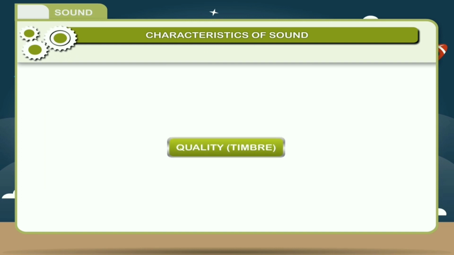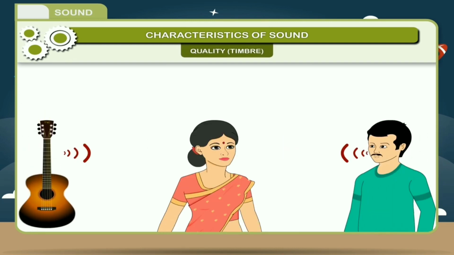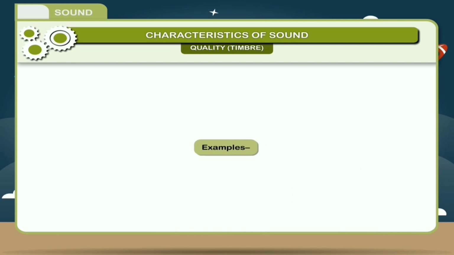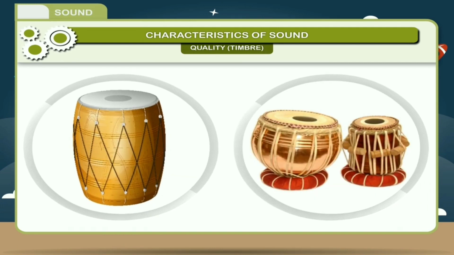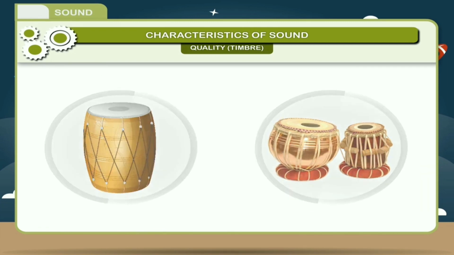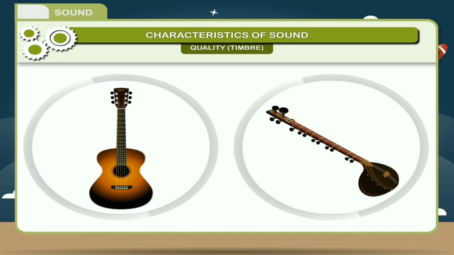Now, quality or timbre. It is the characteristic which differentiates between sound produced by two instruments having same pitch and loudness. Example: sound produced by guitar and sitar, and also sound produced by dholak and tabla are different. We can easily differentiate the sounds of two instruments without seeing them, because different instruments have different quality of sound. Sound quality is known as timbre.